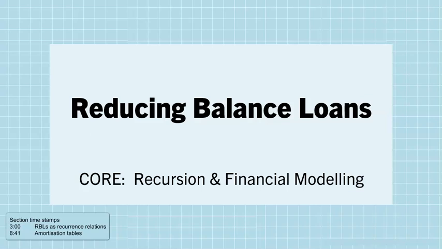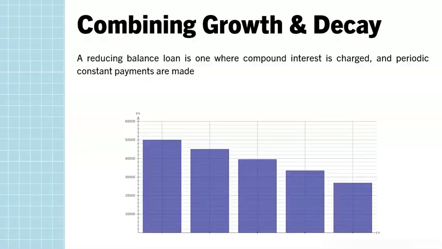This video is running through reducing balance loans in the context of the Recursion and Financial Modelling unit for further mathematics. So a reducing balance loan is one where we are combining an aspect of growth and an aspect of decay.